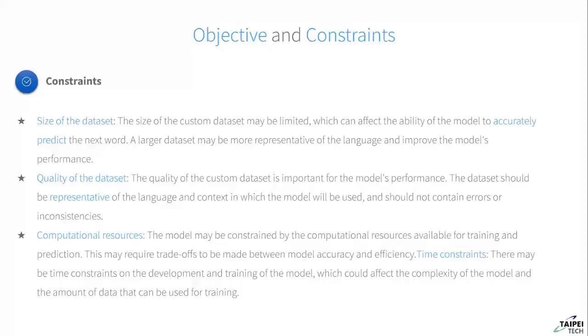Then we have computational resources. The model may be constrained by the computational resources available for training and prediction. This may require trade-offs to be made between model accuracy and efficiency. Time constraint: there are many time constraints on the development and training of a model, which could affect the complexity of the model and the amount of data that can be used for training.